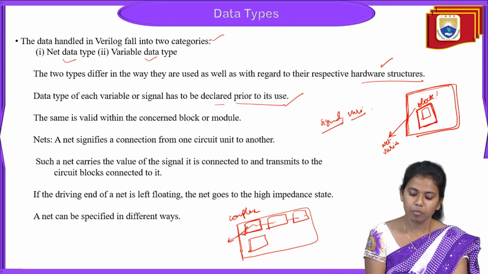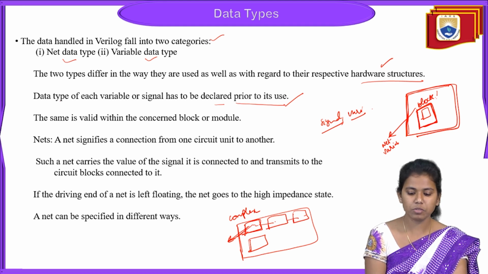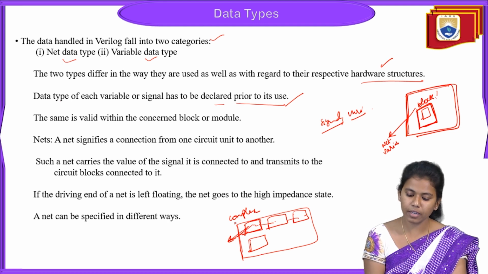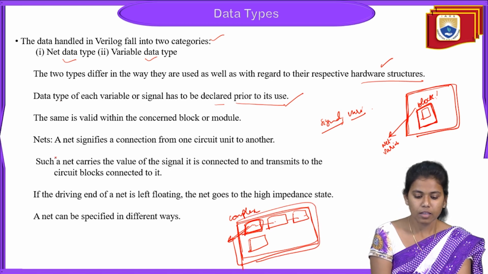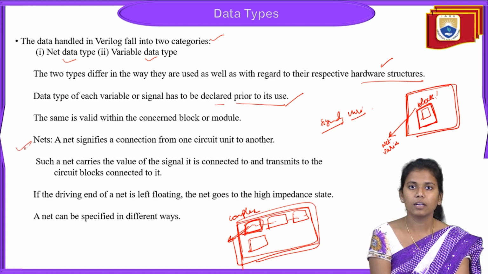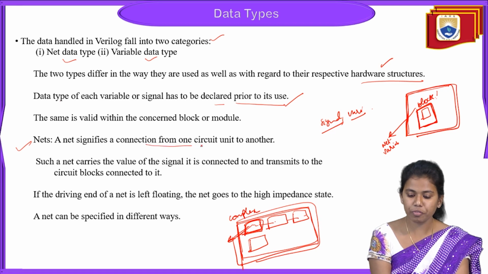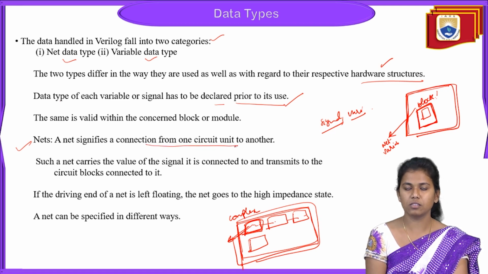All of this must be settled before going forward. We have to be ready with the data types that we are using. So it has to be mentioned within the block and also within the module. Next, nets. What is a net? A net signifies a connection from one circuit unit to another circuit unit.